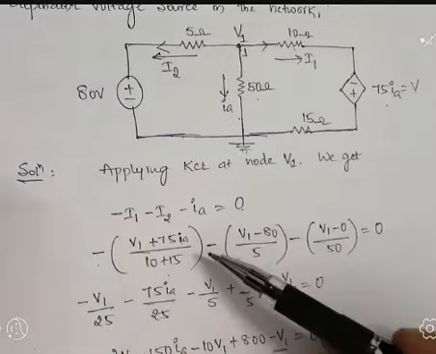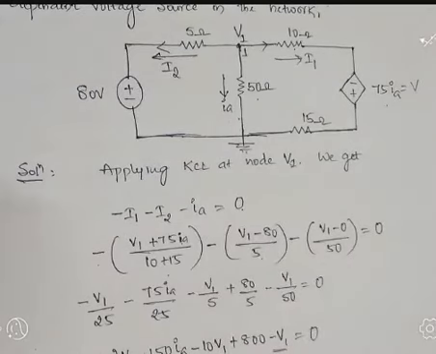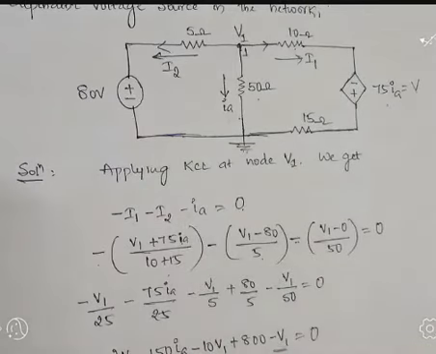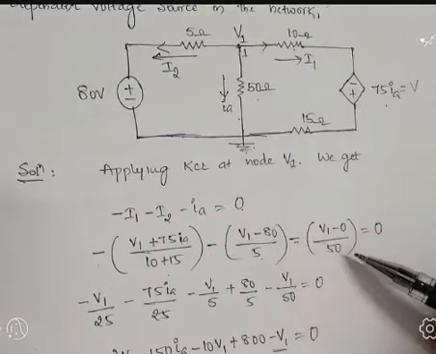V1 minus 80 divided by the resistance value of 5 ohm. Okay. Next, minus as it is. Next, the value of I. The current I is flowing through this branch: V1 minus 0 divided by 50. That is equal to 0.